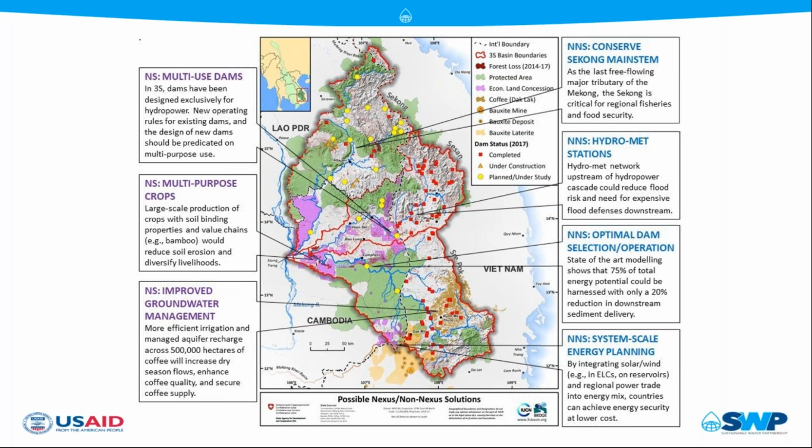Nexus solutions also help save money. These hydrometeorological stations, again, developing networks upstream of existing dam cascades, so not just having these purely for dam and hydropower development, but having hydrometeorological stations across the basin help with planning across sectors. They help with improved licensing, they help with data flow and data sharing between countries. And this benefits the health and state of governance for all three of the states involved.